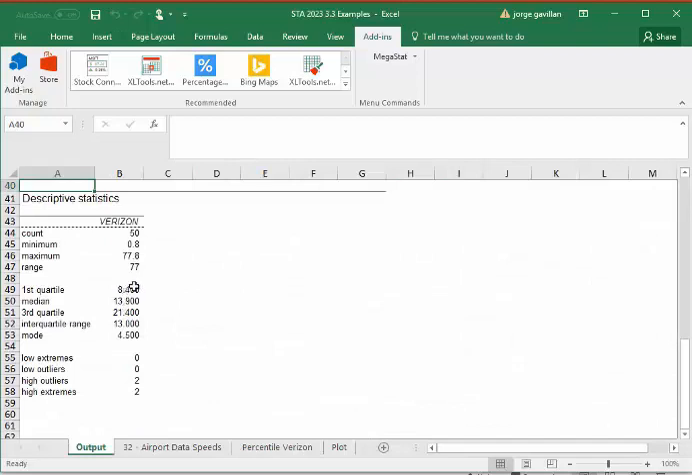you notice it gave me my min and my max, which is 0.8 and 77.8. My first quartile was 8.4, and my third quartile was 21.4 with my median of 13.9. It did give me my interquartile range, my IQR, which is 13, which is good. It also told me, hey, you have 2 outliers and 2 extreme values. And when we construct the box plot, we're going to be able to see those.